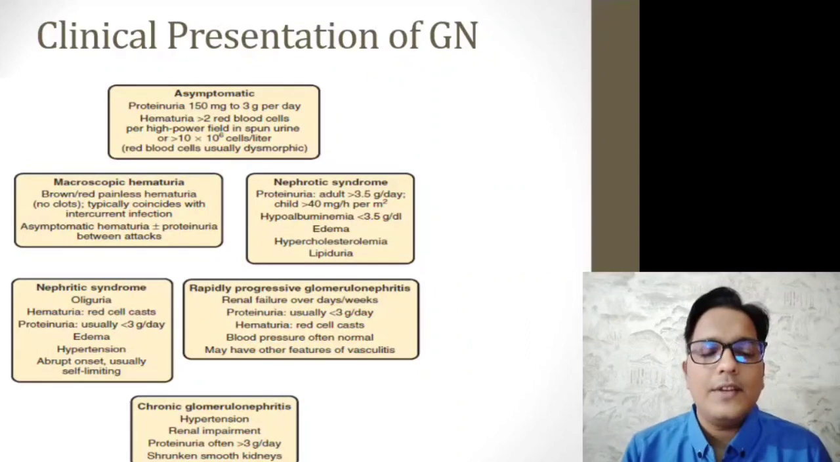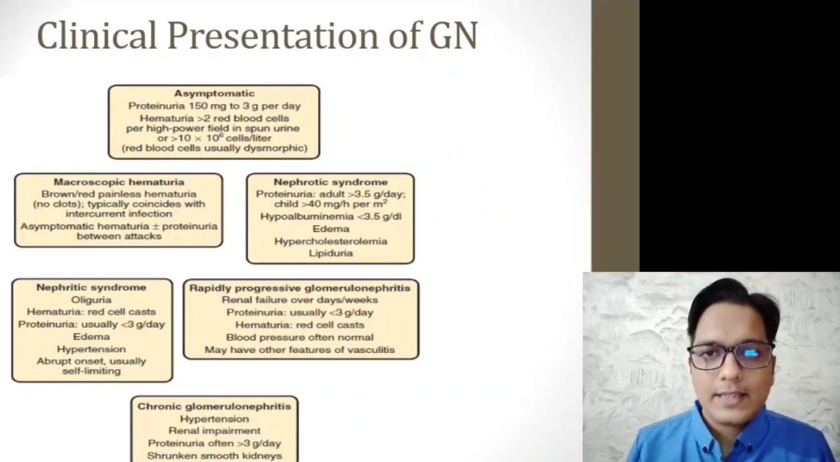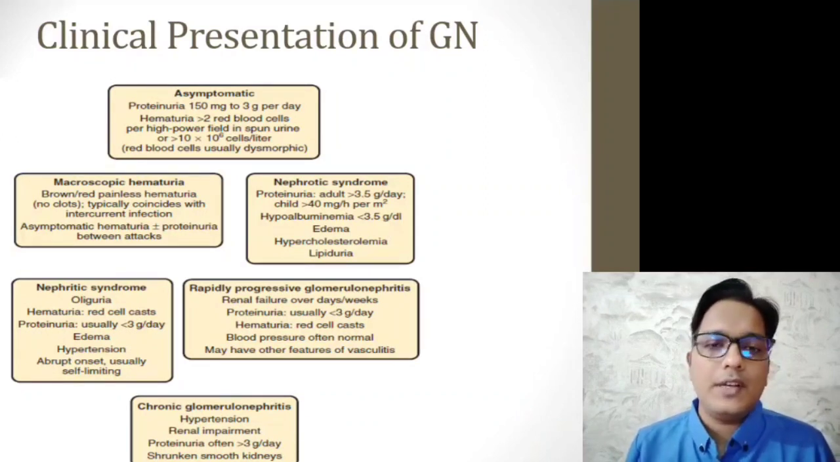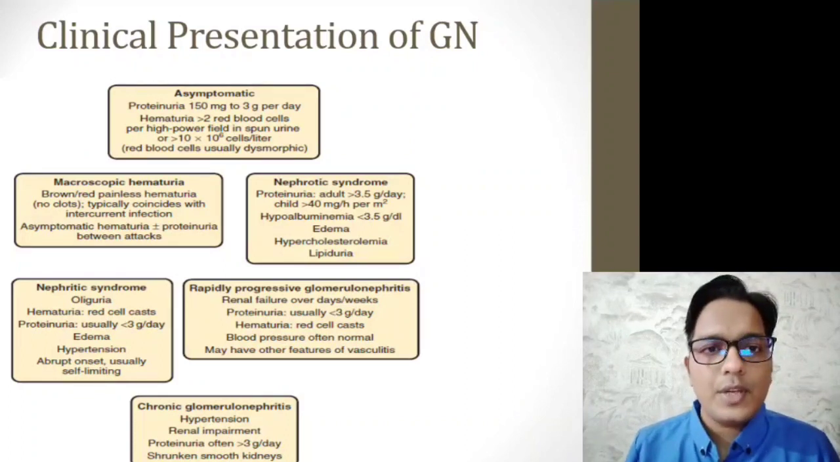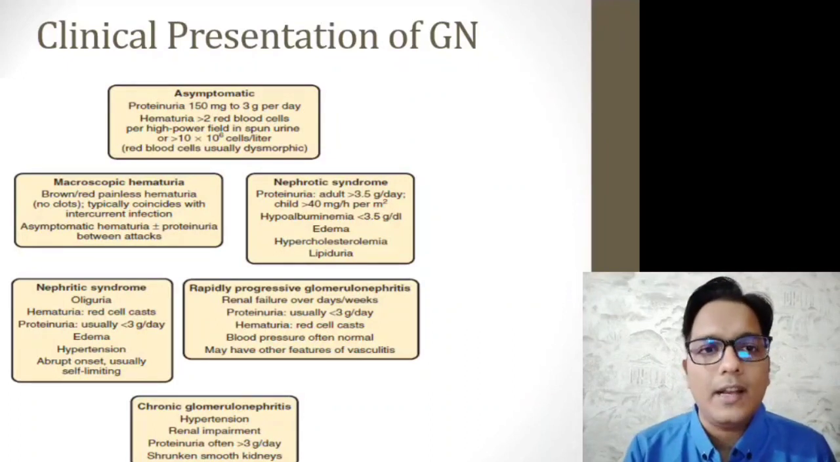So what is this? The rapidly progressive glomerulonephritis is the renal failure over days to weeks. So it is very rapidly progressing renal disease causing this glomerulonephritis, and it can cause renal failure over days to weeks. And there is less than nephrotic range proteinuria, there may be hematuria, blood pressure may be normal, and there may be some features of vasculitis, because some vasculitis can present with rapidly progressive glomerulonephritis or RPGN.